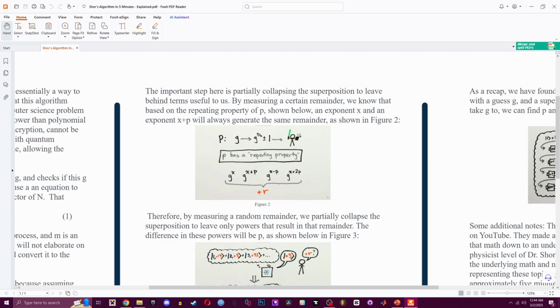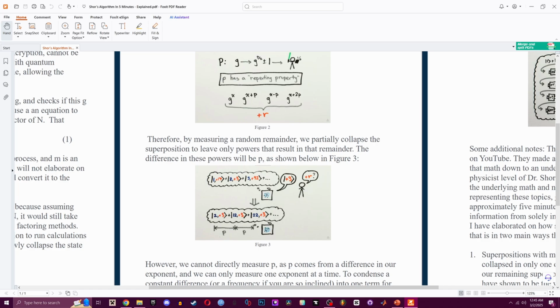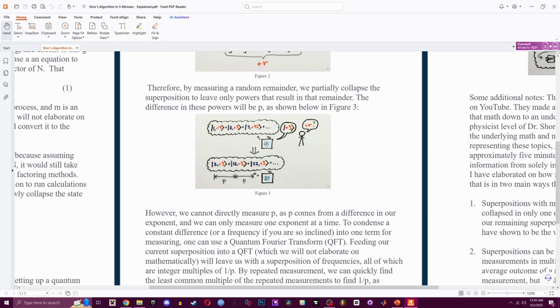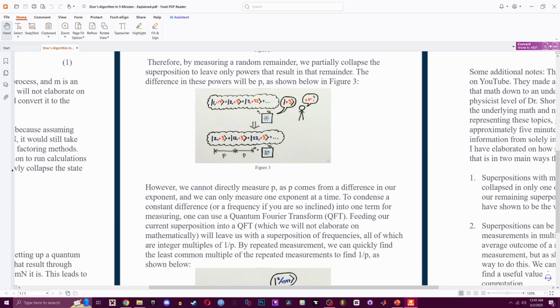G to the x and g to the x plus p, all that, they're all going to have the same remainder. So if we find here in figure 3 all of the entries that have a certain remainder by randomly measuring our current superposition, that's going to output a bunch of things that have a distance p in between the leading terms. But we can't really measure that, since we can't read the superposition. We can only read one value at once.